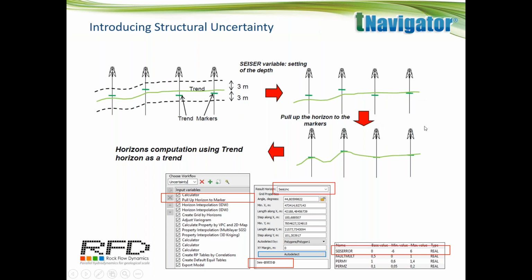and the last step after that, we will use a process that can help us to pull up the horizon to the markers, and then we will get as a result the updated horizon that is pulled up to the marker. So in this example, we have the trend, but if you have other horizons like the top and the bottom, you can do that. And the idea is because it's a workflow which picks automatically different values for your variable, you will be able to see different realizations. I hope that's what you were asking about in terms of structural uncertainty.